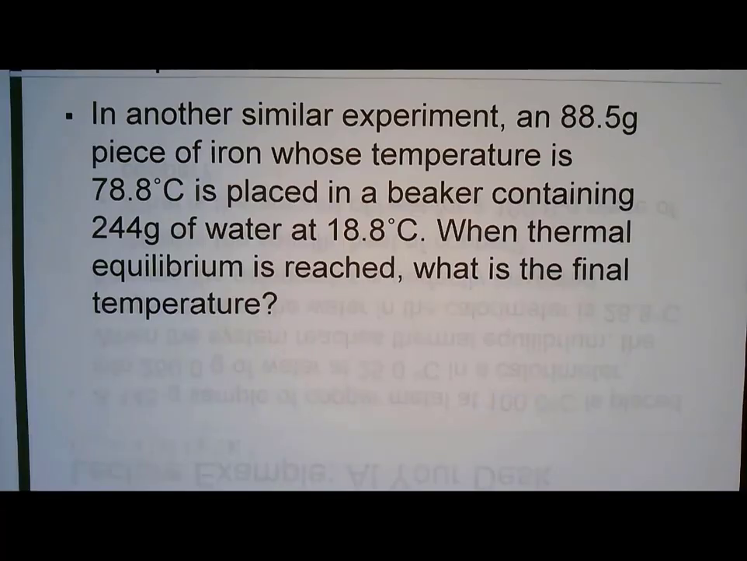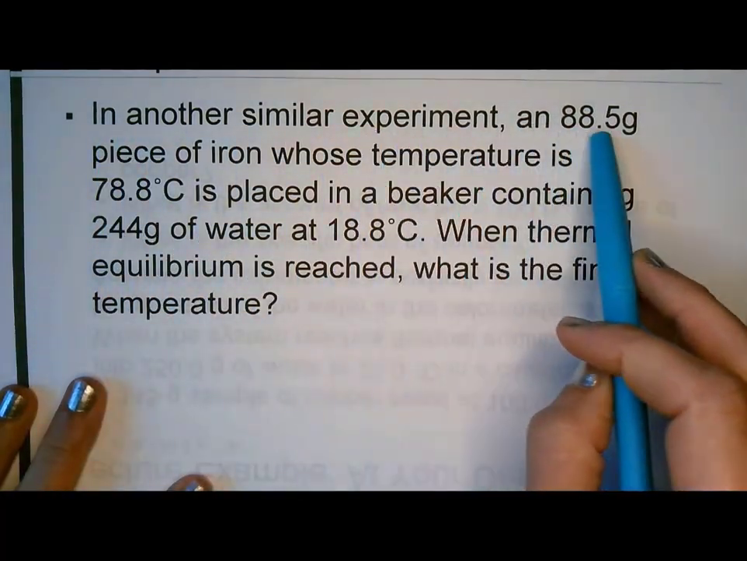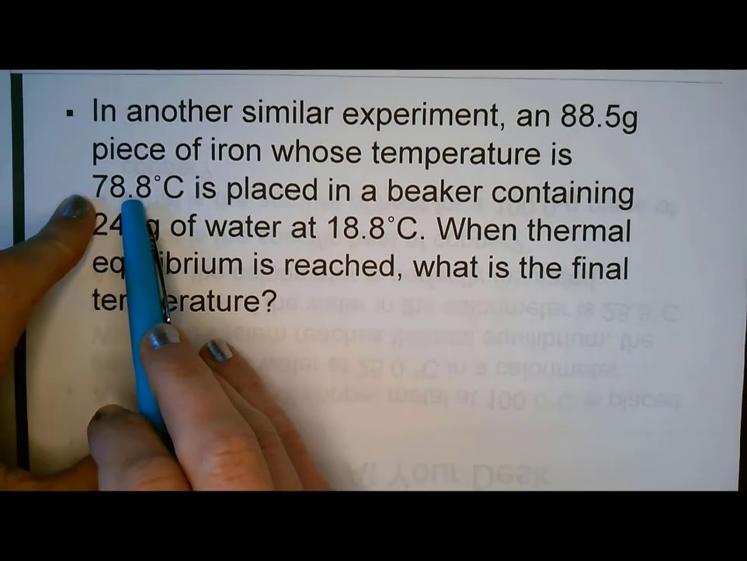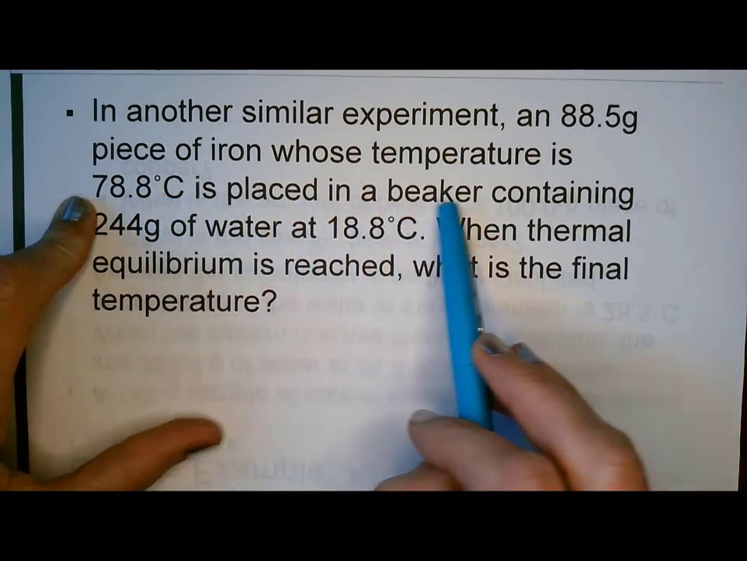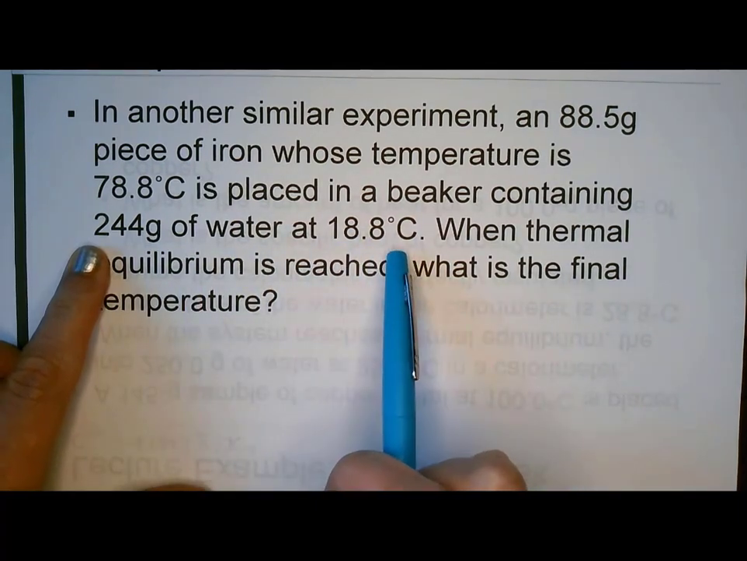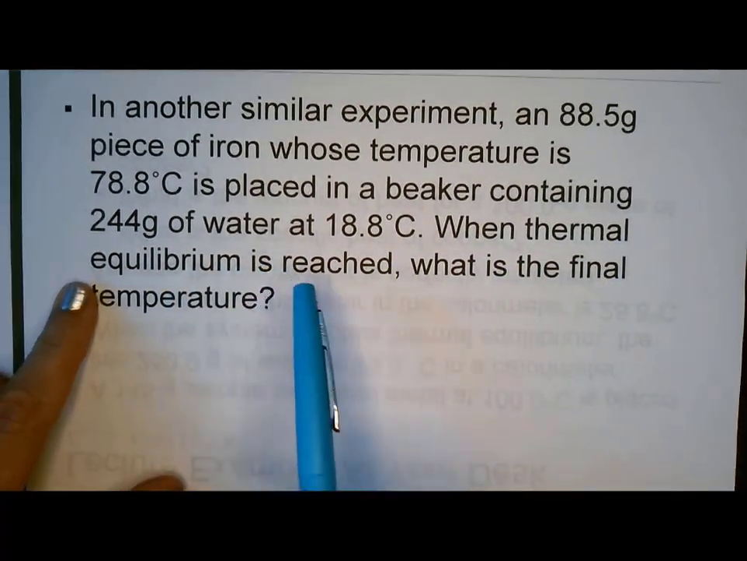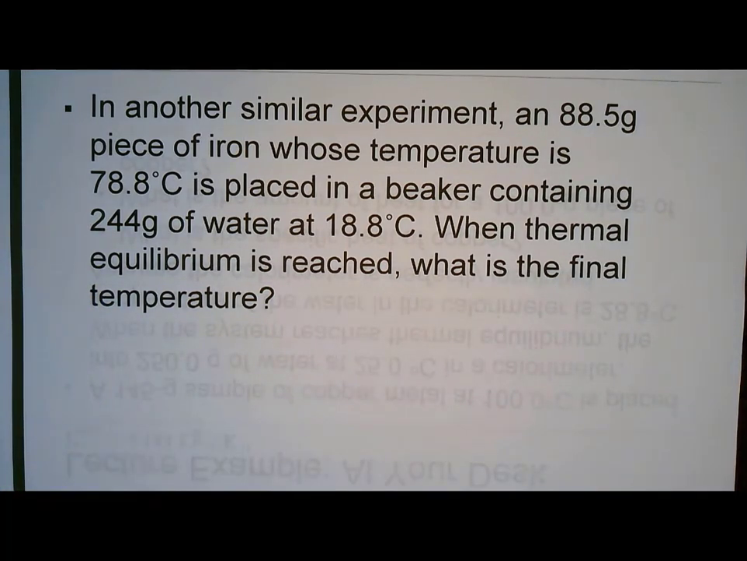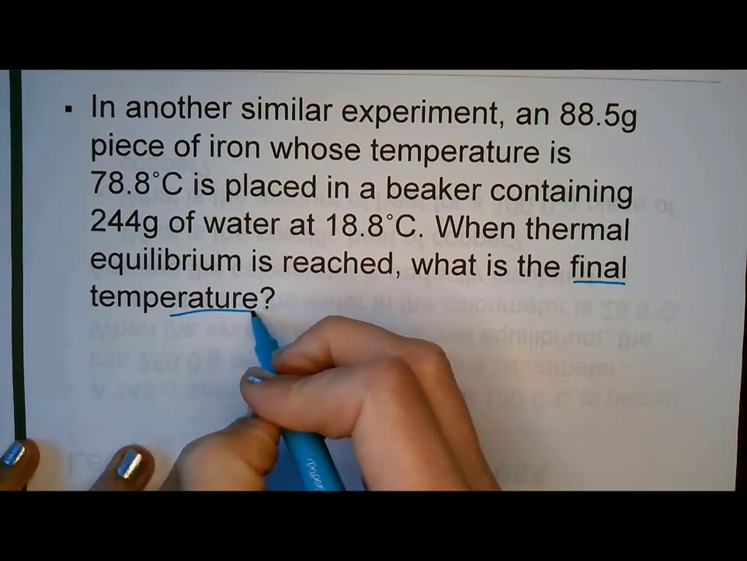Let's look at another example. Let's say we have a similar experiment where we've got an 88.5 gram piece of iron. Its temperature is 78.8 degrees Celsius. It's placed in a beaker containing 244 grams of water at 18.8. When thermal equilibrium is reached, what is the final temperature? How could we go and set that up?